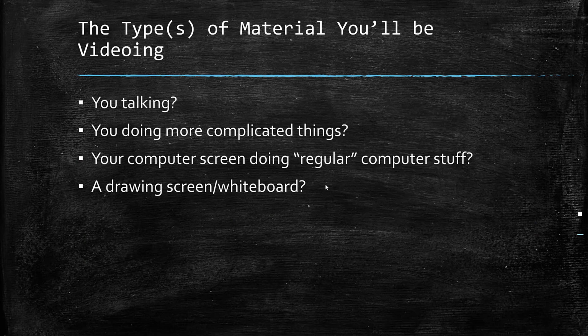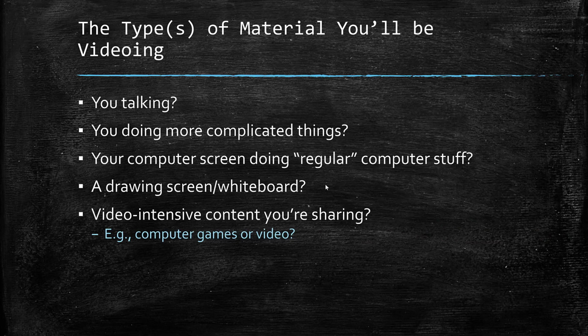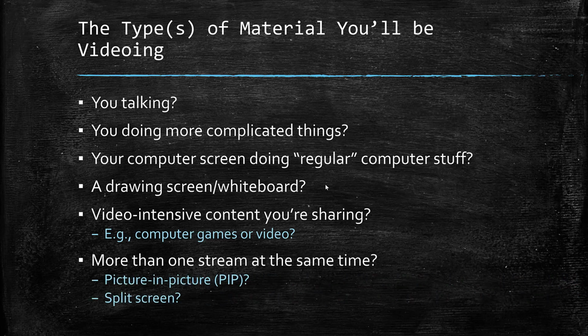Now, the other thing to think about is, what if you are doing some sort of video-intensive stuff? So maybe you're doing voiceover over a video or a movie, or maybe you're using a computer game or a simulation and you're talking over it while you do that. Maybe you're not just doing one of these things. Maybe at different times you're doing multiple things, or maybe at the same time you're doing two things, right? What if you're doing picture-in-picture of you talking, inset into the corner of another video stream that shows the slides that you're talking about or the material that you're discussing?